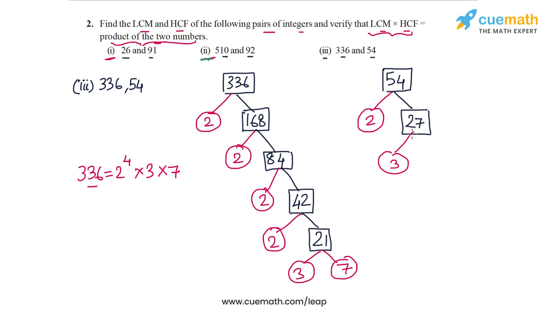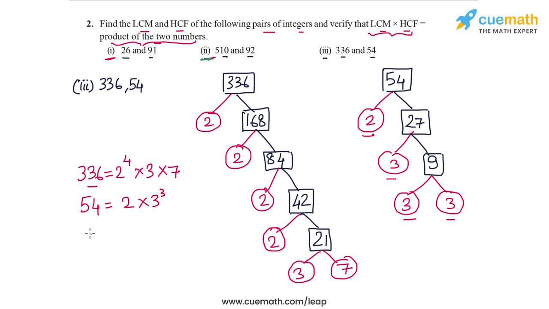us with 9, and again 9 is a multiple of 3, so let's take out a factor of 3 and that will leave us with 3. So the prime factorized form of 54 is 2 into 3 into 3 into 3. So let's write this as 54 is equal to 2 into 3 cube. Now we can find the HCF and the LCM.